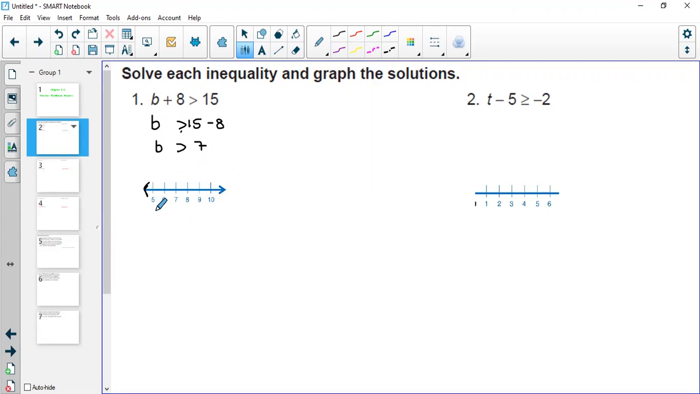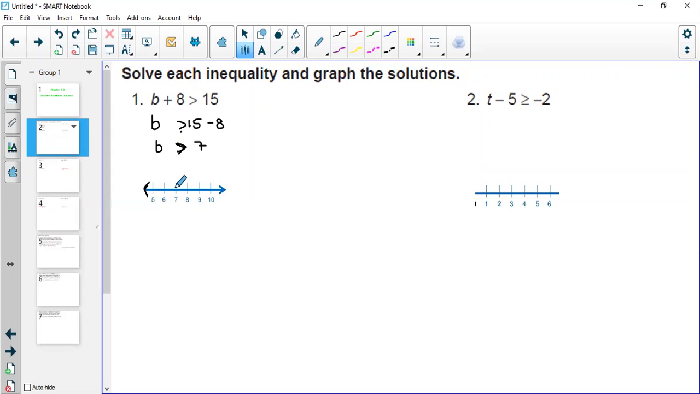Now your number line can start with 0, it really depends on how many lines they have given here. I hope they have given the exact number of lines because it will be easy. Well, it doesn't matter if you have got b is greater than 7 and you have graphed it right.